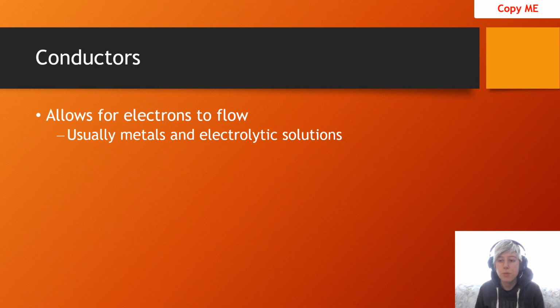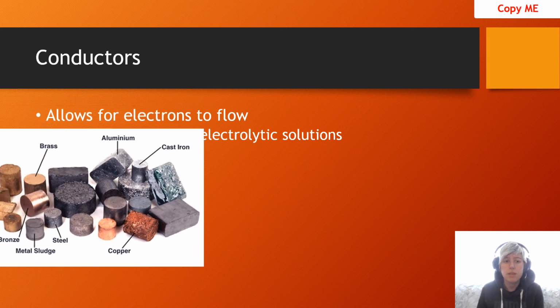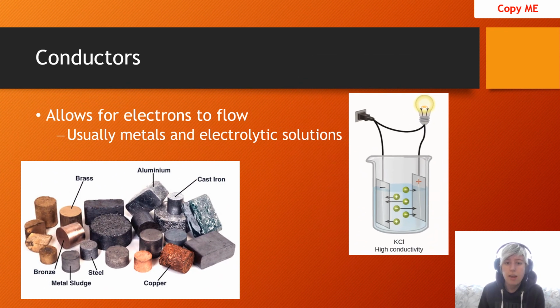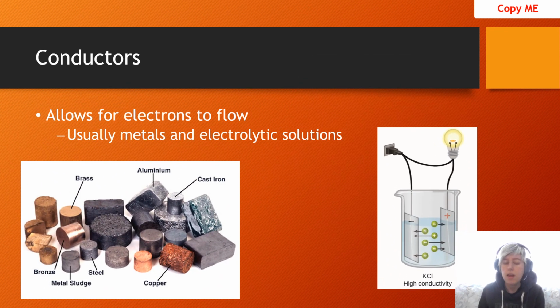Okay, so to end our discussion on static electricity, it's basically to talk about our three categories of materials. So conductors are any materials that allow electrons to go through them. Those are going to be your metals and electrolytic solutions. Again, an electrolytic solution can be an acid, a base, or a salt, because there are ions that are dissolved in the solution.